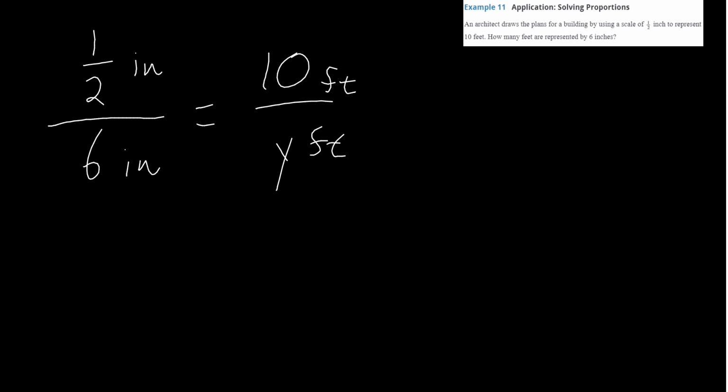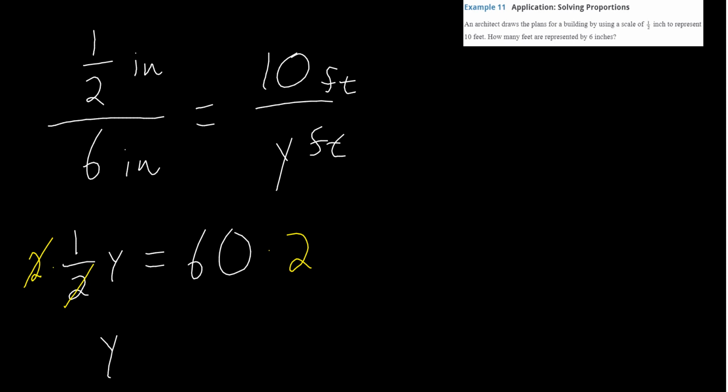So this is a proportion that we're going to set up, and we're again just going to simply cross multiply here. So we're going to end up with 1/2 y is equal to 10 times 6, which is 60, and multiplying both sides by 2 here, right? Because I have a 1/2 on the left. So 2, they cancel, and then times 2 over here. So we end up with y is equal to 120. So 6 inches represents 120 feet.